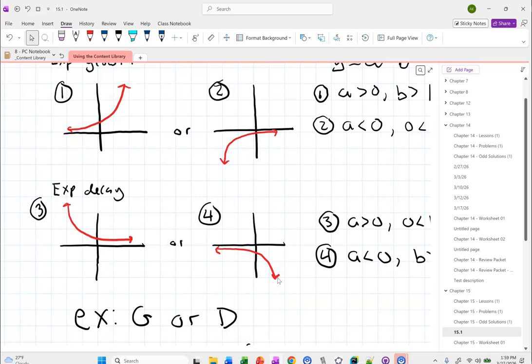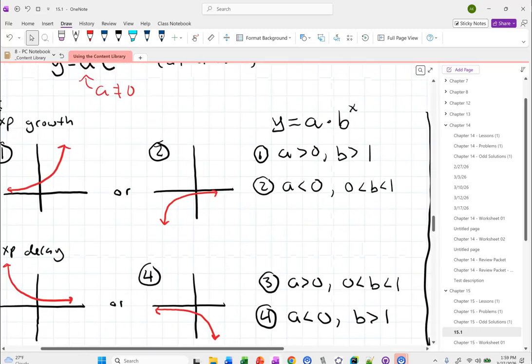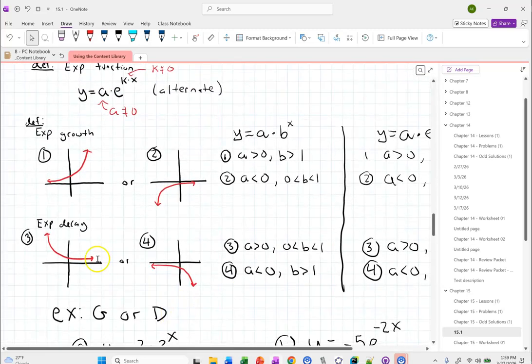So I've labeled these pictures 1, 2, 3, 4, and we're going to talk about which picture is represented when a or b are specific values, or a and k are specific values. Okay? So if I look at graph 1, I get that if we're doing y equals a times b to the x, and a is positive and b is greater than 1.